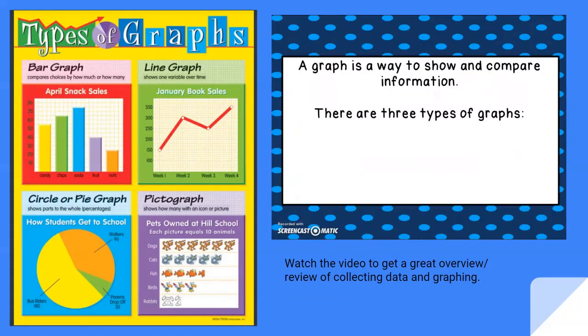A graph is a way to show and compare information. So when we're collecting things, say you want to find out how many green Skittles there are in several bags, or how many of your friends hit home runs during the baseball season, we can present that information using a graph. There are 3 types of graphs that we want to know today. First one is a line plot. Second one is a bar graph. And the third one is a picture graph.